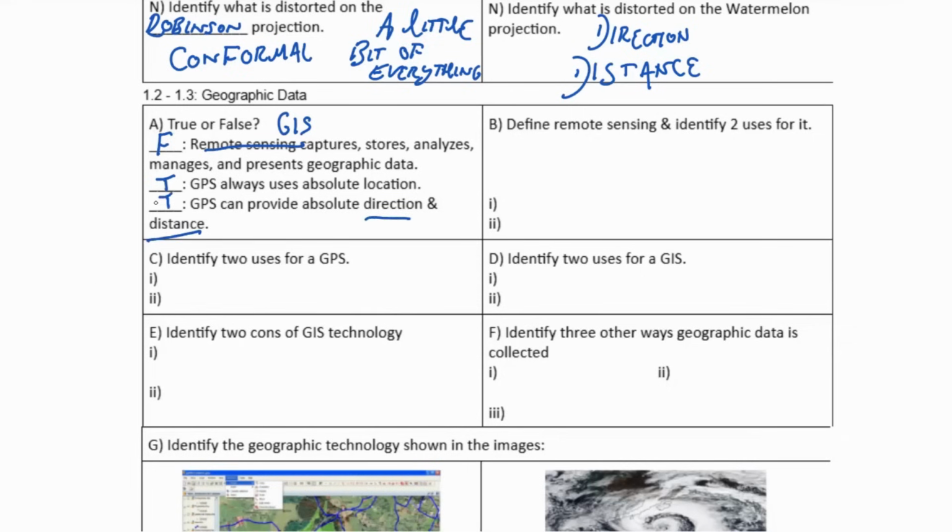And that's true. My car navigation system, which uses a GPS, does do that. Moving on to B, define remote sensing and identify two uses for it.